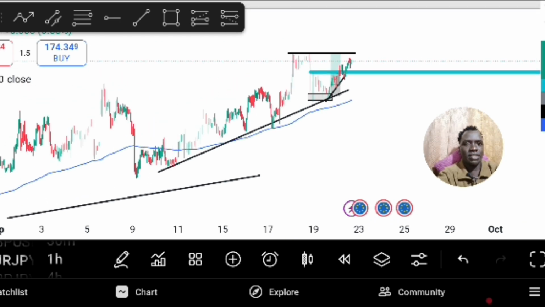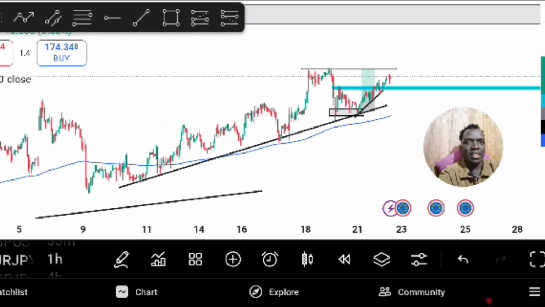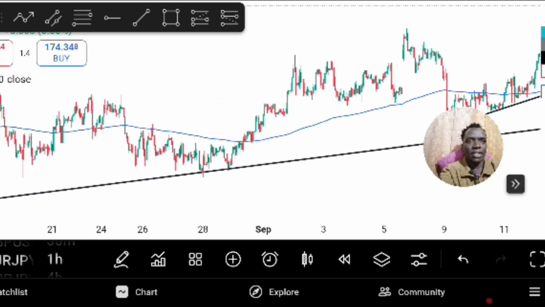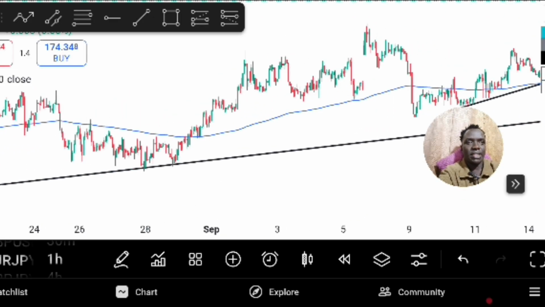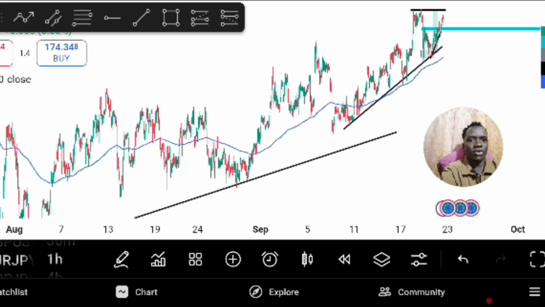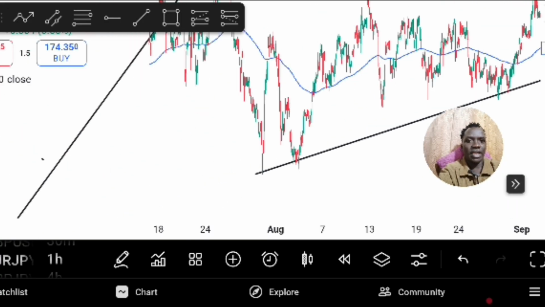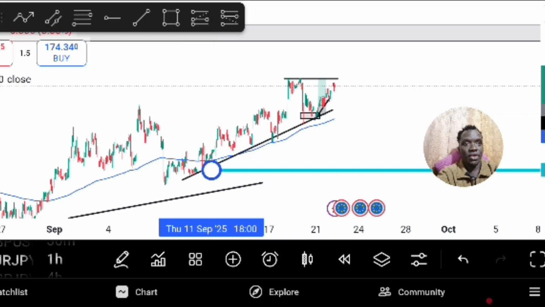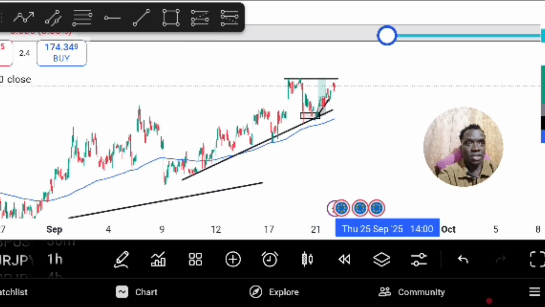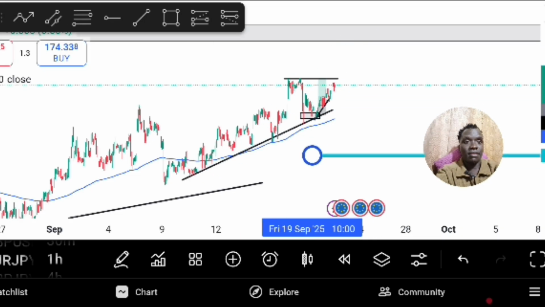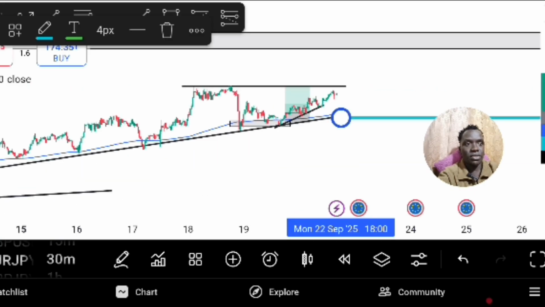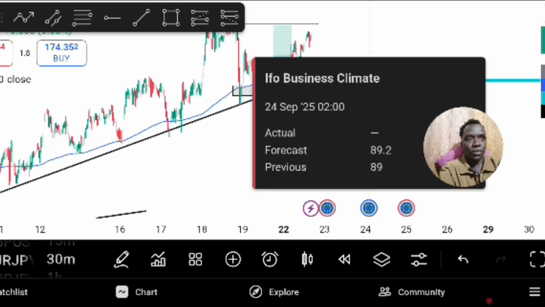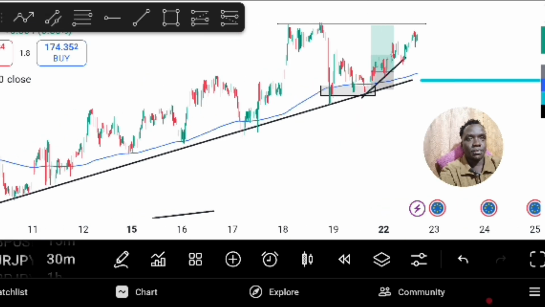Our price now on 1 hour, you can see that a lot has happened. A lot has really happened. This is not the other trend line I drew. The other trend line I drew was that one. The price is simply moving like this because it wants to mitigate that resistance level. As I told you, on 30 minutes we can see clearly what the price is doing.